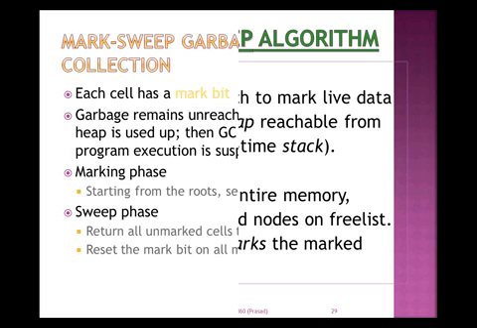Garbage is unreachable and undetected until the heap is used up. Then garbage collection goes to work while the program execution is suspended. Then there are the marking phase and the sweep phase. The marking phase starts from the root and sets the mark bit on all the live cells. The sweep phase returns all the unmarked cells to the free list.